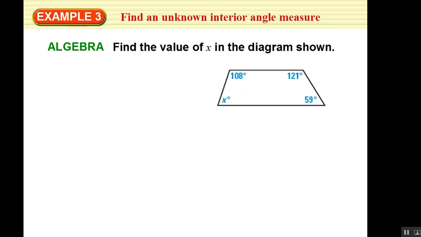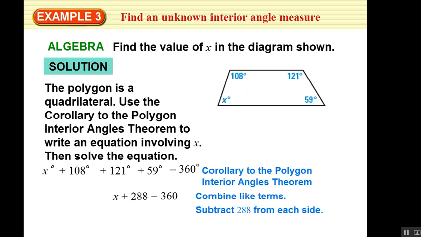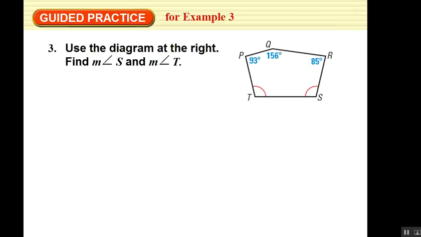Find the value of x in the diagram. A quadrilateral, the angles should add up to 360. 108 plus 121 plus 59 plus x has to be equal to 360. That's the sum of the interior angle theorem. So solve for x by combining like terms. 108 plus 121 plus 59, that's 288. Subtracted from 360, x is 72.